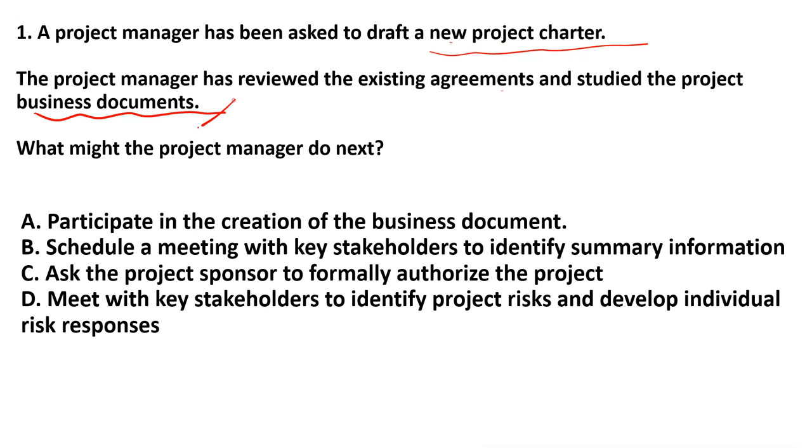Again, the business document is divided into two parts. One is called the business case. In the business case, we do the cost benefit analysis and feasibility study. And the benefit management plan covers how we will manage the benefits of the project, and who will be the owner. What might the project manager do next?